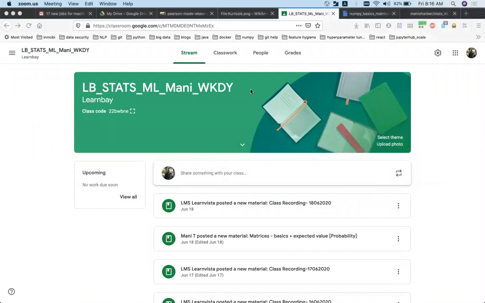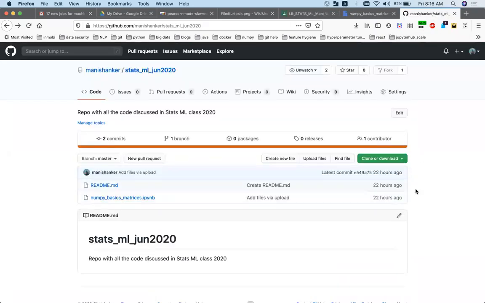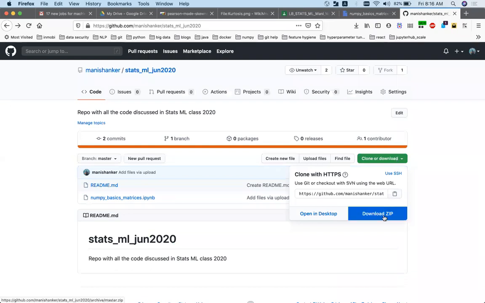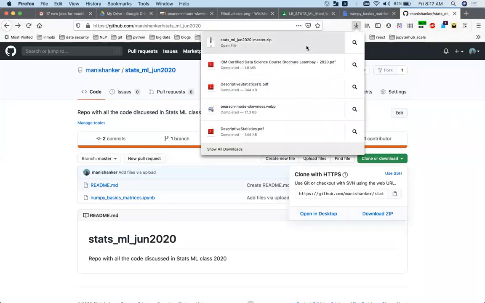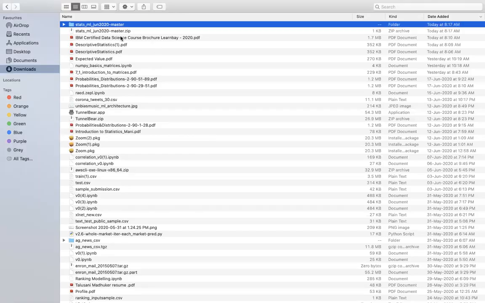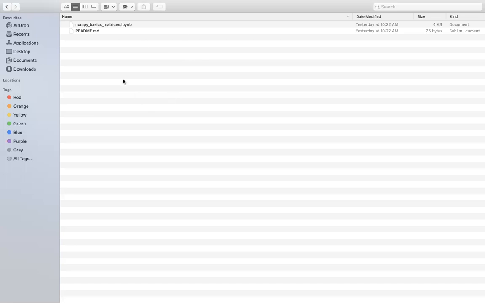Mani, do we need to pull these details from the GitHub? No, if you're familiar with GitHub, Git and all that, you can pull. If you're someone who doesn't know all that, you can directly download. If I do download, the zip will come. You can just untar this. This will be your files. Whoever doesn't know what is pull, push, create, fork, you can just simply download.